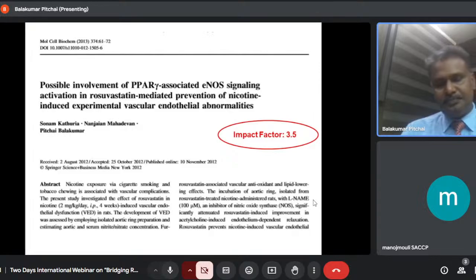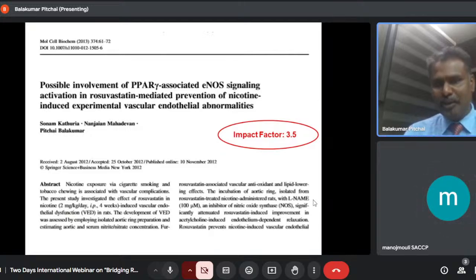Look at this title. It is a declarative title. We have declared everything in the title. Possible involvement of PPAR gamma associated ENA signaling activation in rosuvastatin mediated prevention of nicotine induced experimental vascular endothelial abnormalities. Although it is a lengthy title, they have declared everything. The problem statement is vascular endothelial abnormality experimentally.